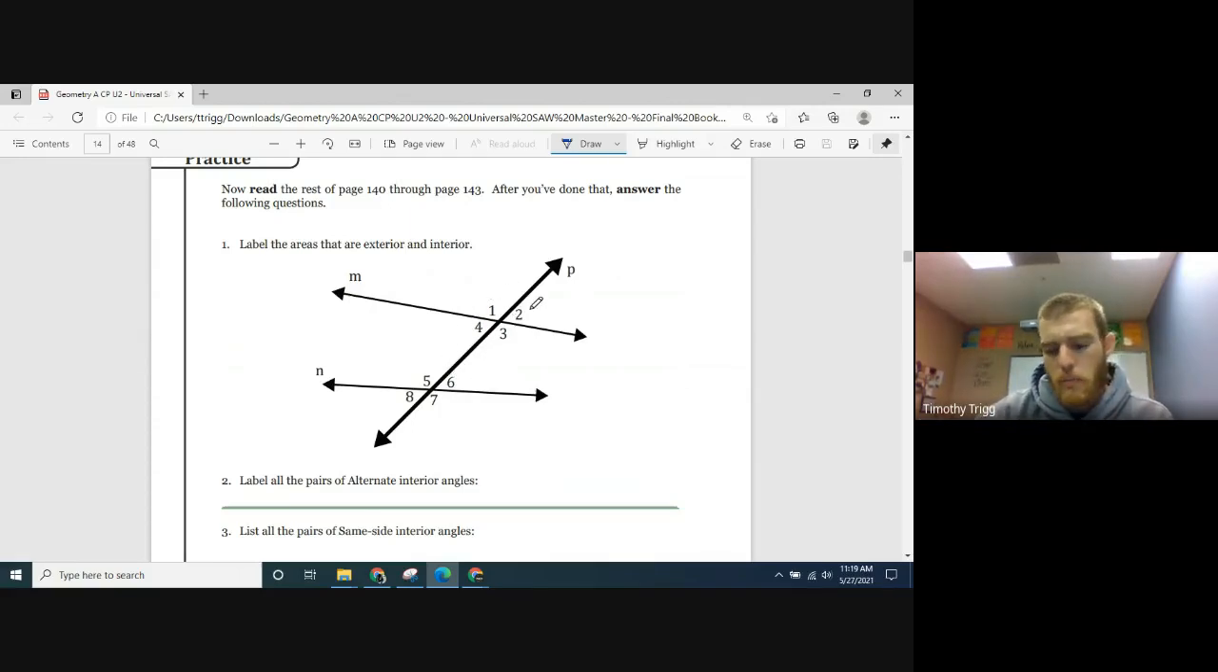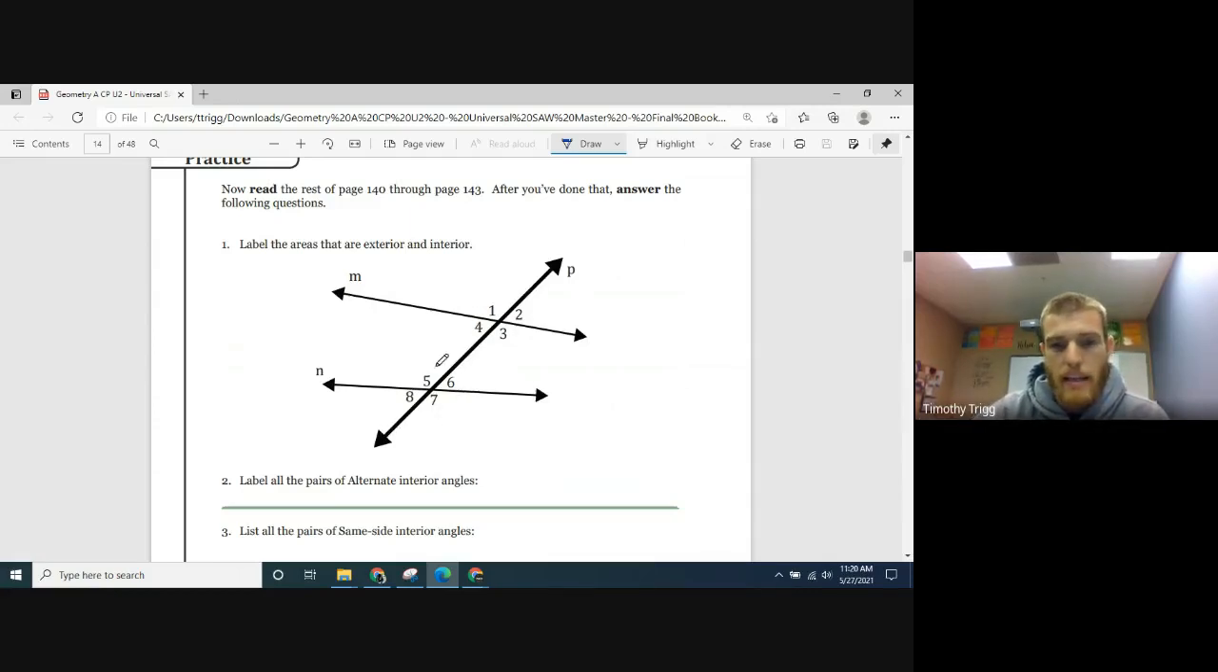So what would the other ones be called? Like 1 and 2 and 7 and 8? Well, those are exterior. They are outside those lines M and N. So since they're outside, we call them exterior angles. So again, 3, 4, 5, and 6 in this case are interior, they're inside, interior angles. And 1, 2, 7, and 8 are exterior angles.